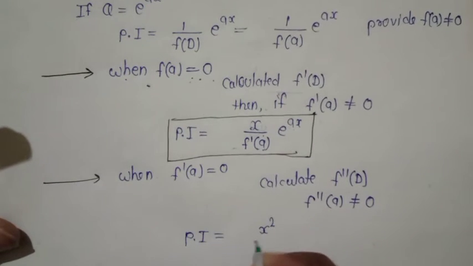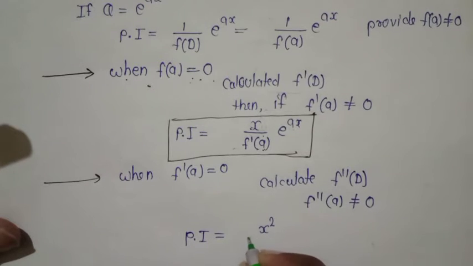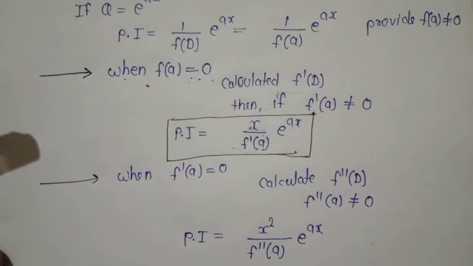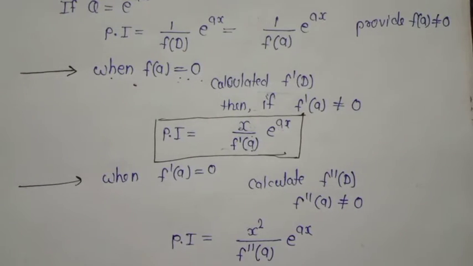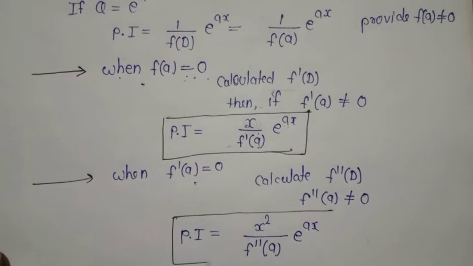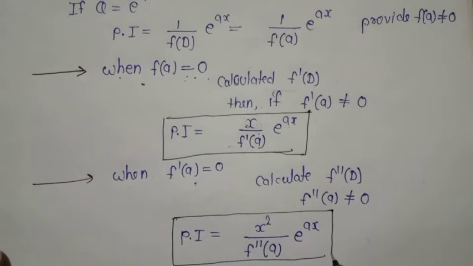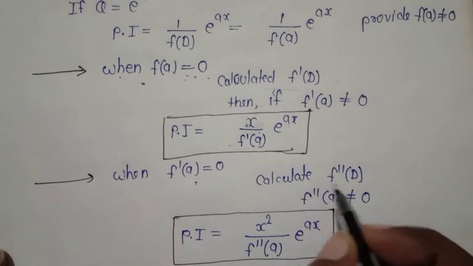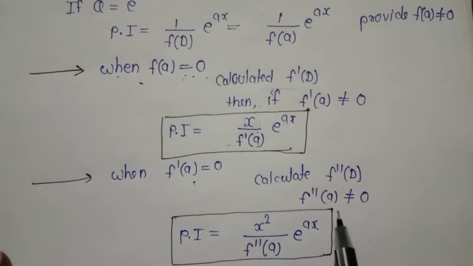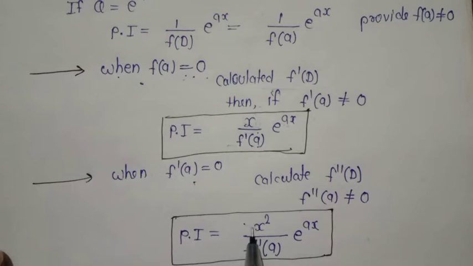That is, we multiply with another x in the numerator, and then the denominator becomes f double dash a into e raised to power ax. In this way, we can find the particular integral when f dash a is equal to 0. We have to repeat this process again and again until we get f double dash a or f raised to power n a not equal to 0. And however many times we differentiate, we have to multiply with that many x as well.